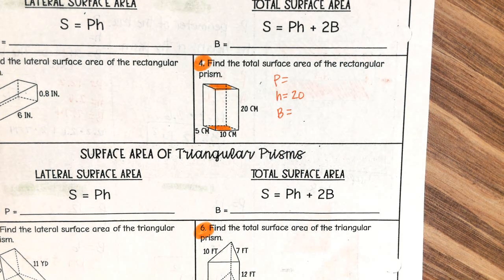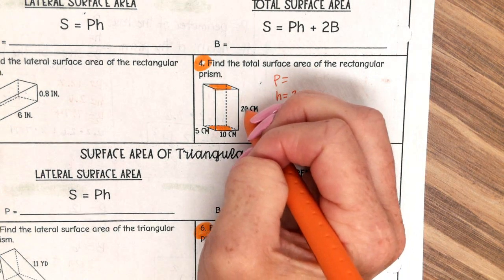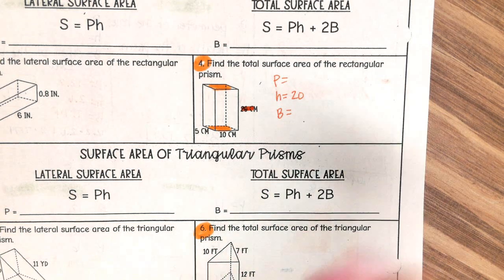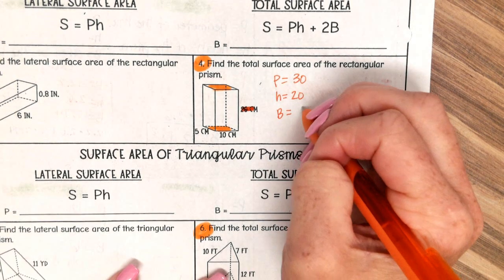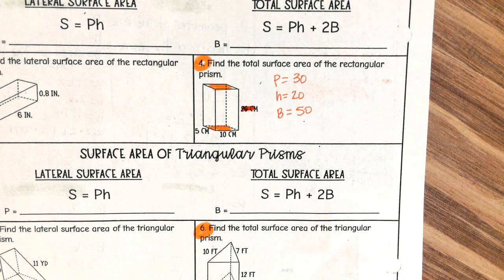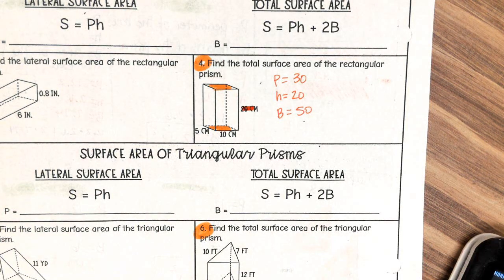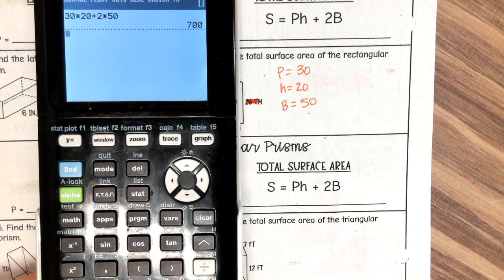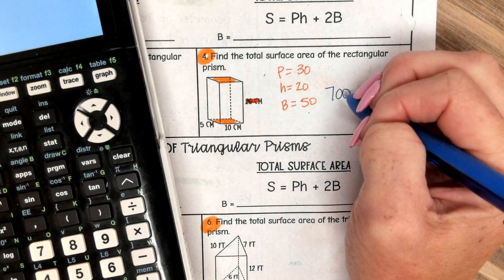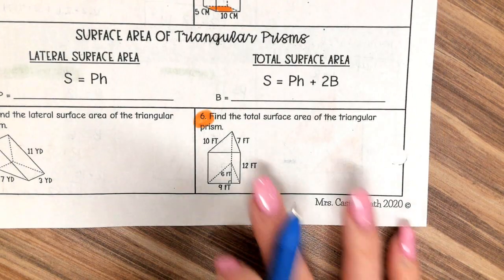Did everybody pick the correct height? Once I write the height down, what do I do? Cross it out. You don't want to see it again. What does P mean? Perimeter of the base. So what'd you add? 10 plus 10 plus 5 plus 5, which is what, 30? And B means area of the base. What'd y'all get? 50. All right, so you should have done P times H plus 2 times B, and you would have gotten 700. Yes or no? Centimeters squared.